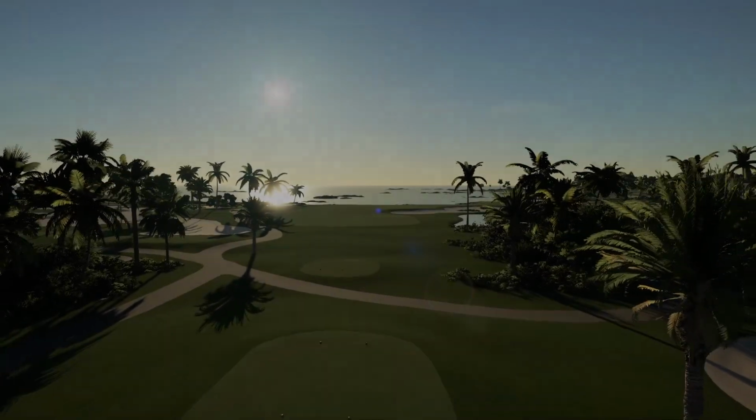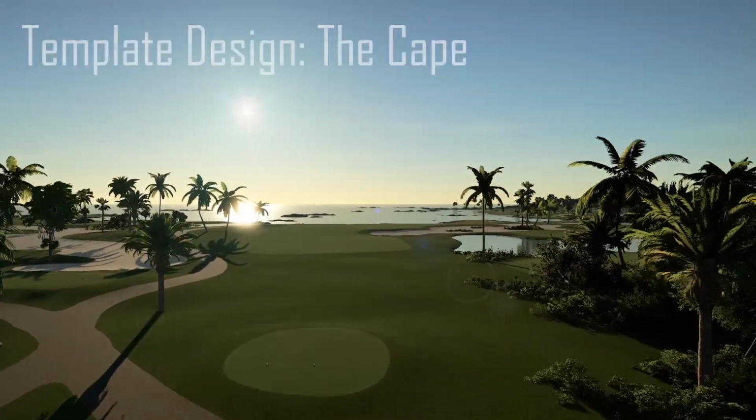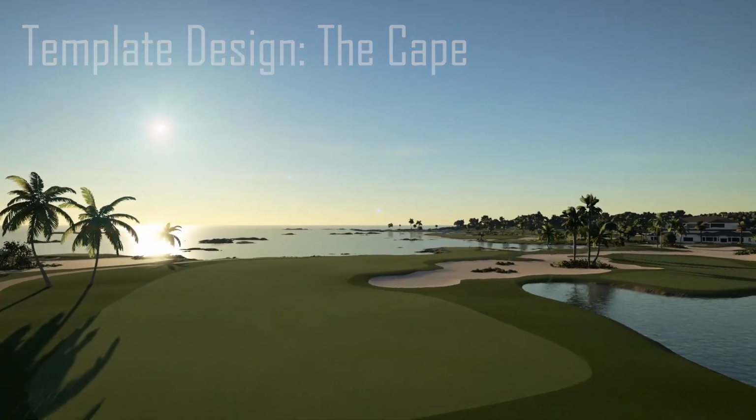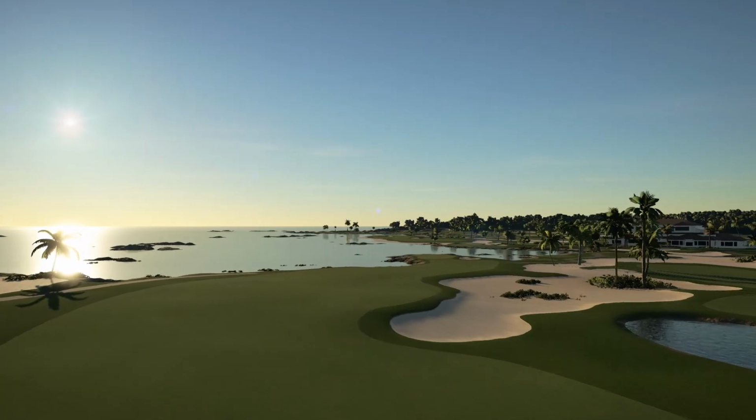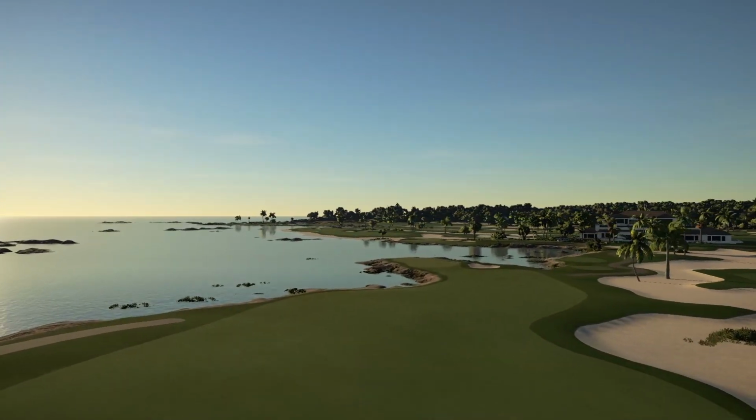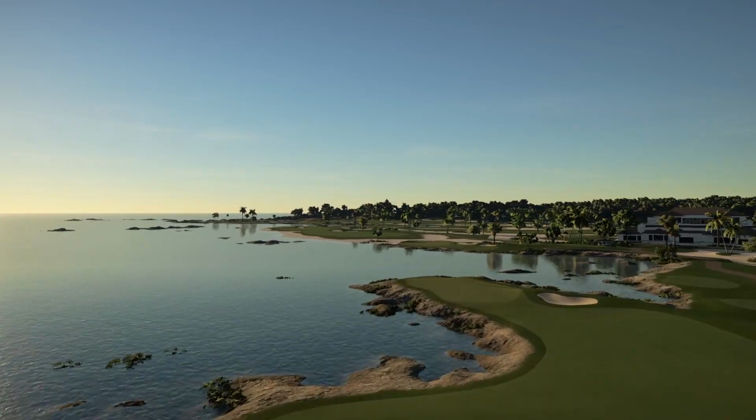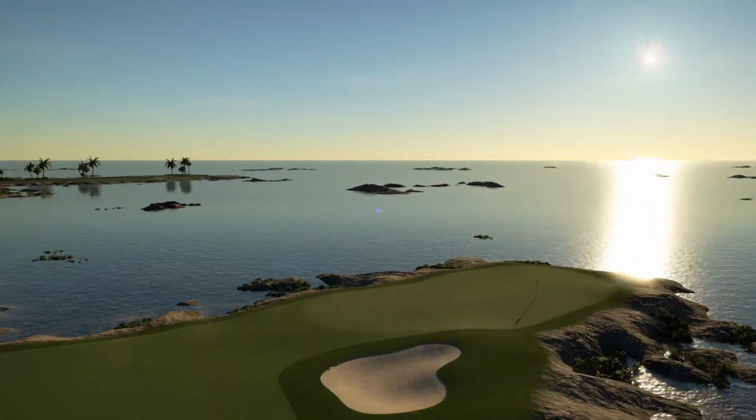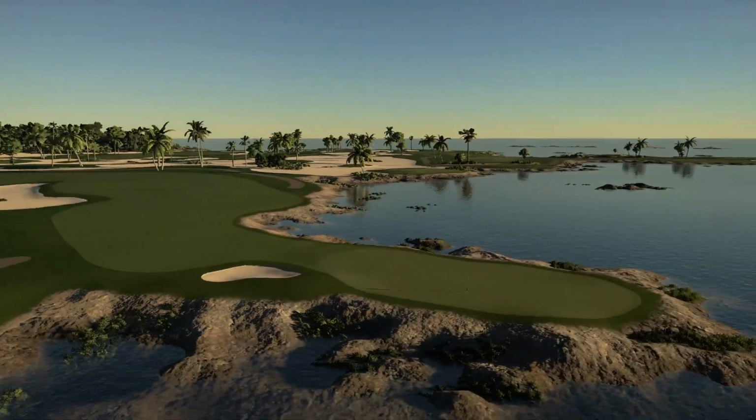So we're going to start with probably the most well-known template hole that you will have definitely designed at some point, and that's the cape hole. So here we're looking at the 17th at Playa Saona, and what is a cape hole? A lot of people think it's defined by this diagonal drive over water. It really isn't.